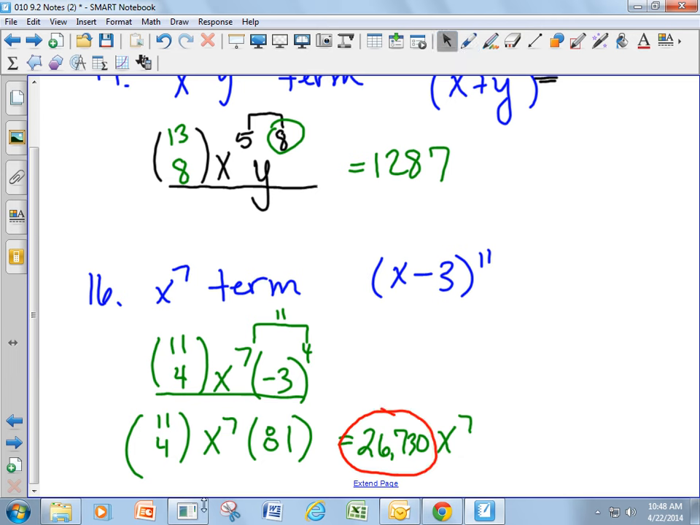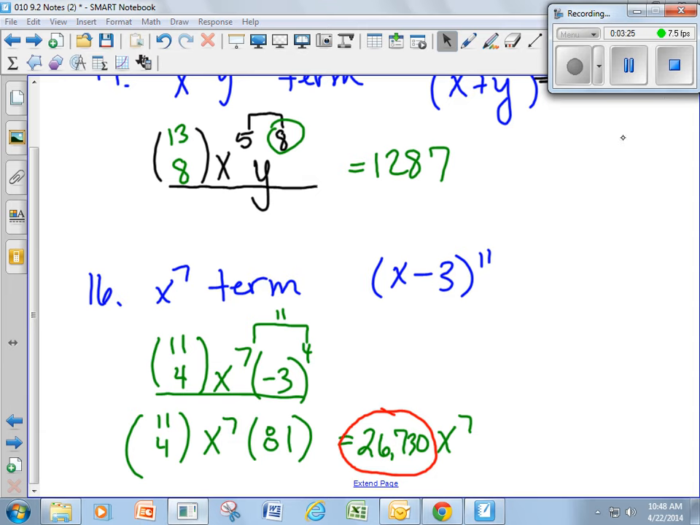Hopefully that helps. Those scenarios, if you know the patterns, should be pretty easy for you to figure out.